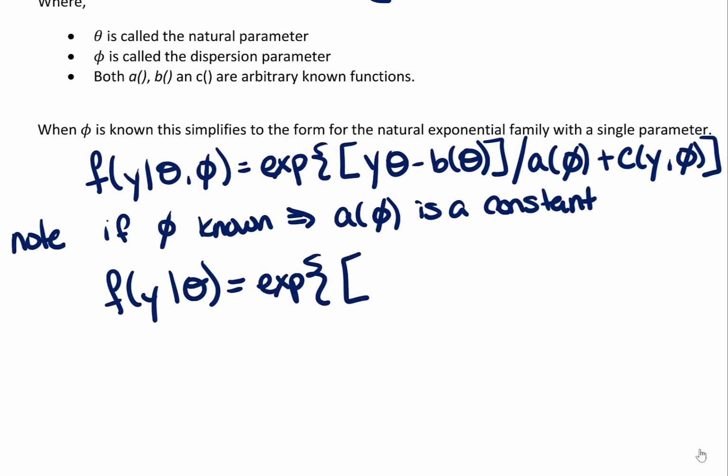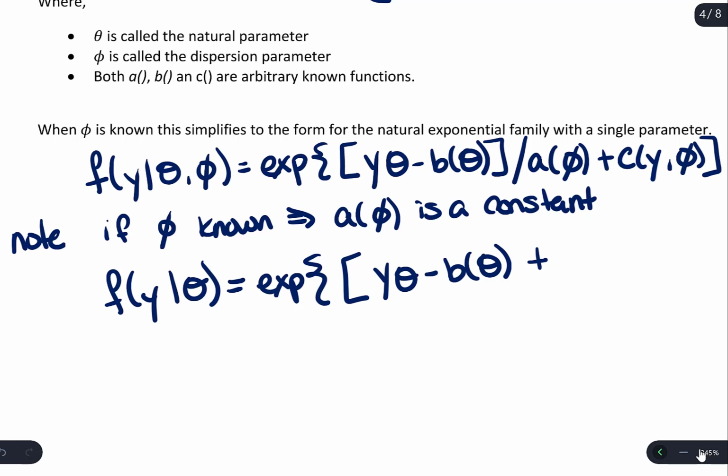You're still going to have y theta minus b of theta, because those both concern theta. But you're no longer going to have this divided by a of phi. And the reason for this is a of phi is a constant. So for example, let's just say that constant was 2. What would happen is that 2 would get grouped in with the b function. And remember that theta here is a function as well, so that 2 would get lumped into this function. And then here you have c of y and phi, but again phi is known, so it's a constant, so this just becomes c of y.